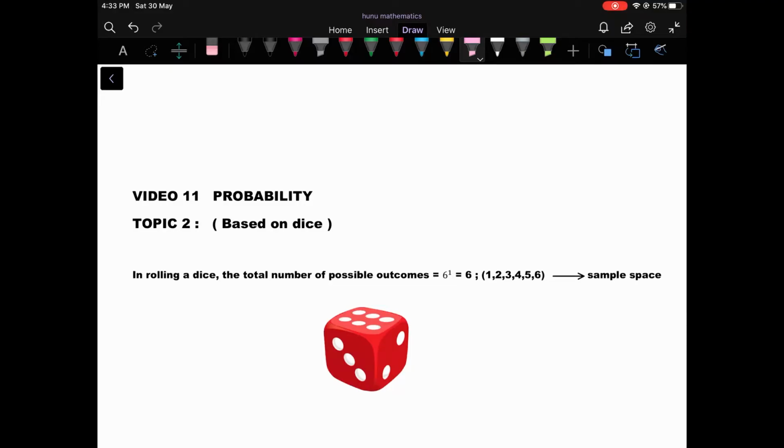Hi everyone, this is Video 11 on probability. This topic is based on dice. As we all know, in rolling a dice, the total number of possible outcomes equals 6. 6 represents the 6 different surfaces bearing numbers 1, 2, 3, 4, 5, 6, and the power 1 represents the number of dice.